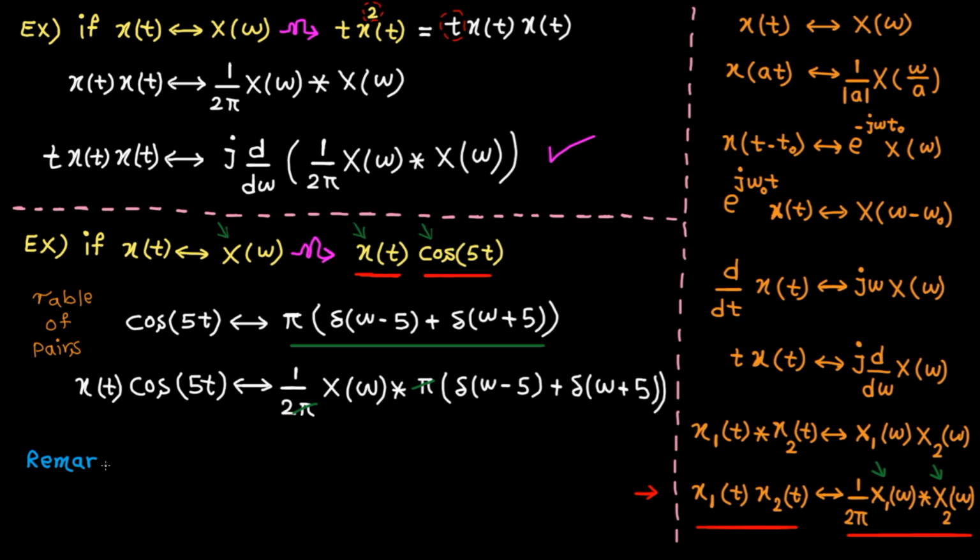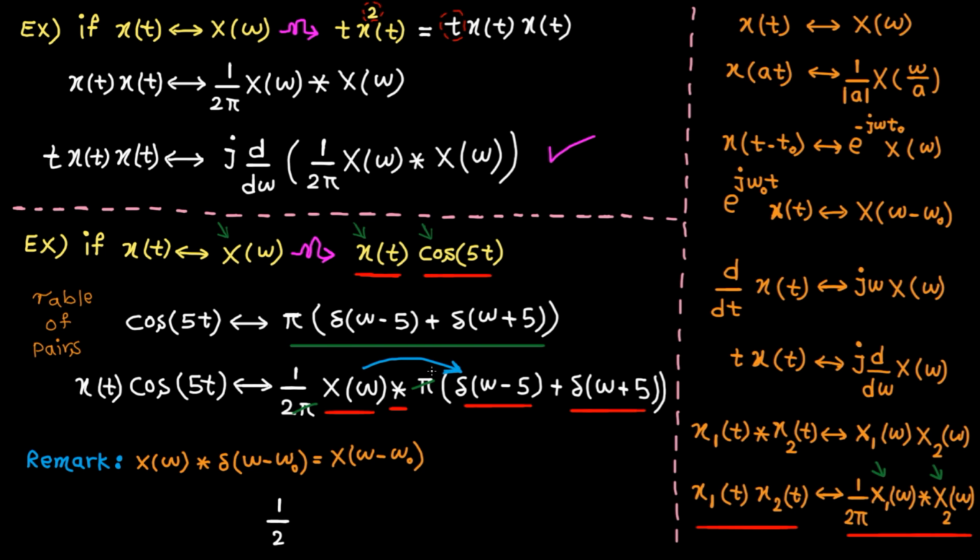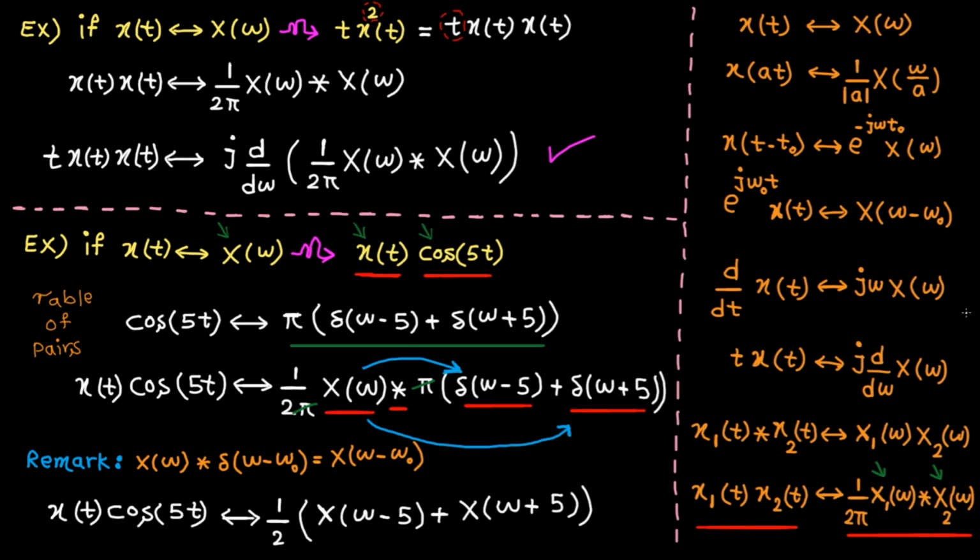As you may remember from the convolution examples tutorial, by convolving a signal with a shifted delta function, you will get a shifted version of X(omega). Here, I'm convolving X(omega) by two delta functions. X(omega) convolved by delta(omega minus 5), we get X(omega minus 5). X(omega) convolved by delta(omega plus 5), we get X(omega plus 5). So here's the final answer.